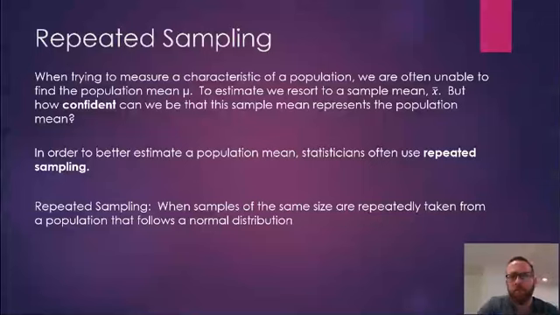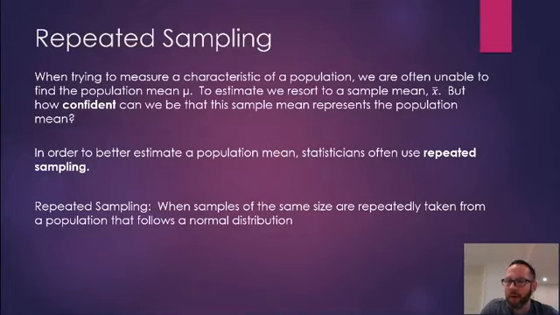So let's say you're trying to measure a characteristic of a population. So maybe, I don't know, how fast people can type, how many words per minute people can type. It'd be impossible to go to every single person who uses a computer and measure how fast they can type, how many words per minute they can do. Instead, what we would do is we would take a sample. You might go sample 10 of your friends and see how fast they can type.